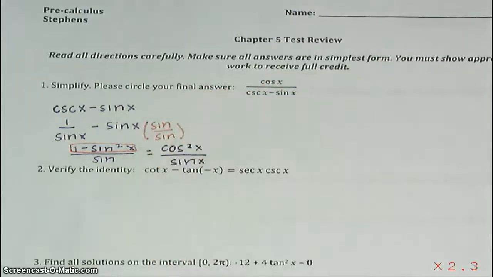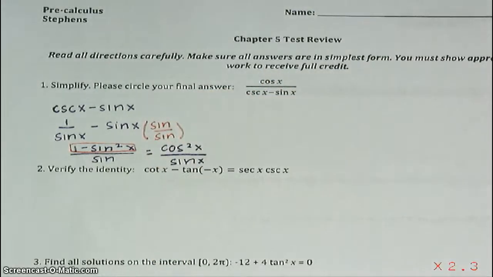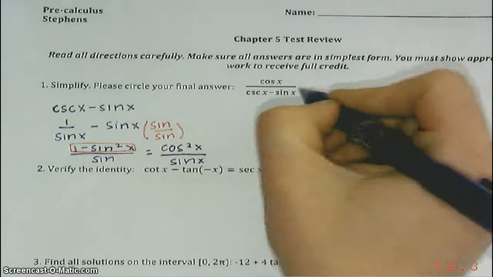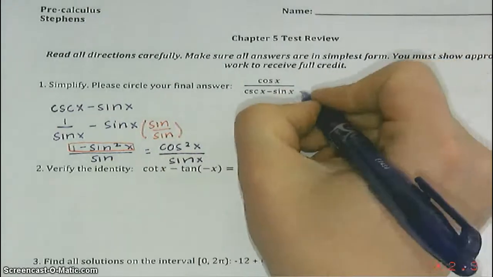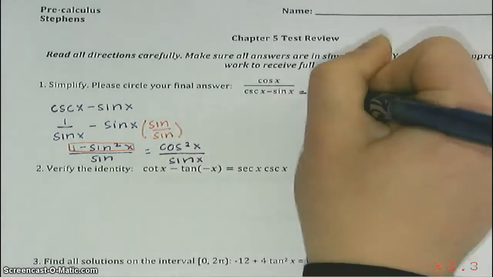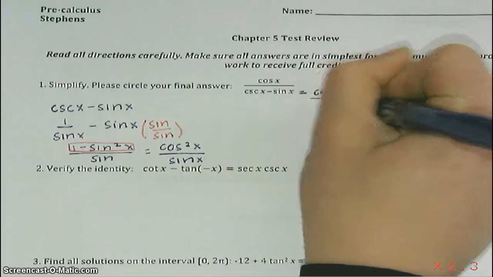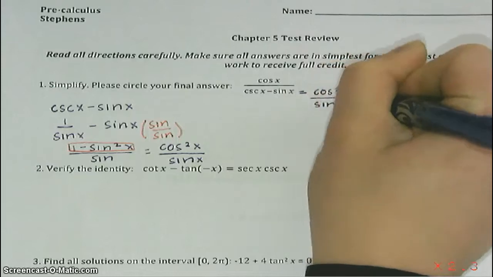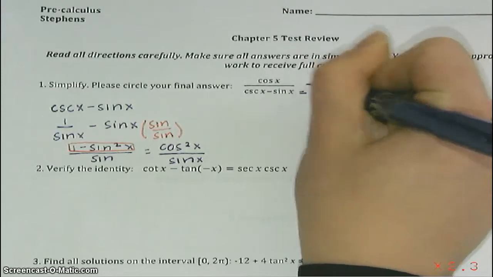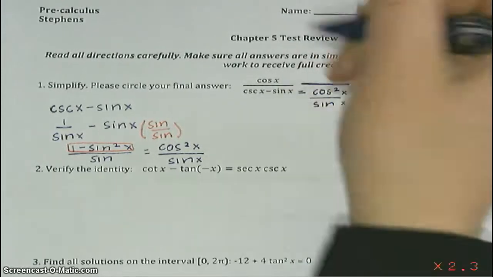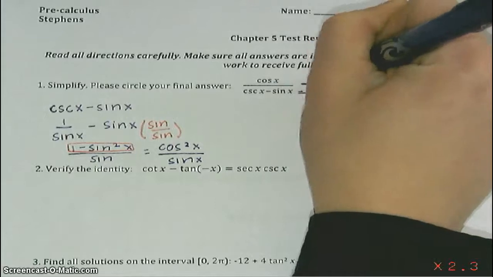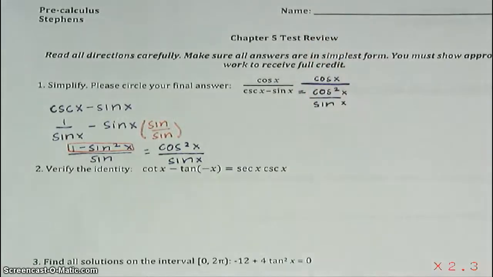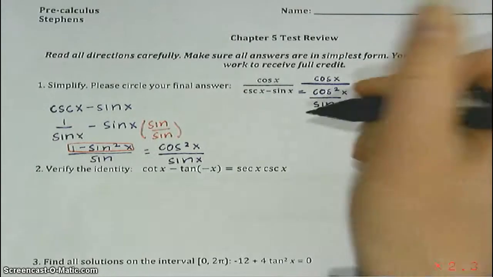There's not much I can do from this point, so what I'm going to do is say, okay, this is the whole bottom. And on the top, here we're bringing it back. We still have cosine x. Flip and multiply. So you're dividing by a fraction. You can multiply by its reciprocal.